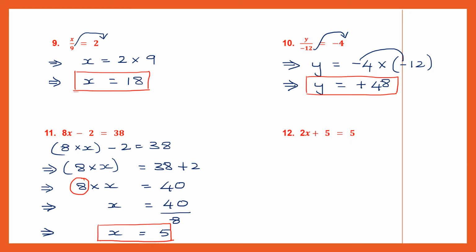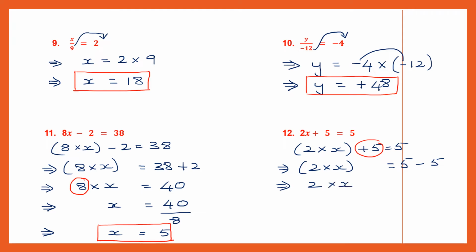Question 12. 2x plus 5 is equal to 5. So 2x means 2 into x plus 5 is equal to 5. So let's leave 2 into x as it is here because we're going to solve for x, isn't it? So 2 into x is equal to 5. Now let's transpose plus 5 to the right hand side. It becomes minus 5. So 2 into x is equal to 5 minus 5 is 0.